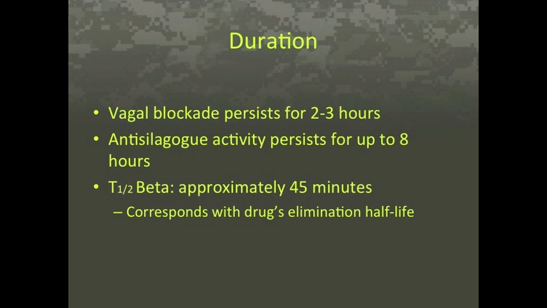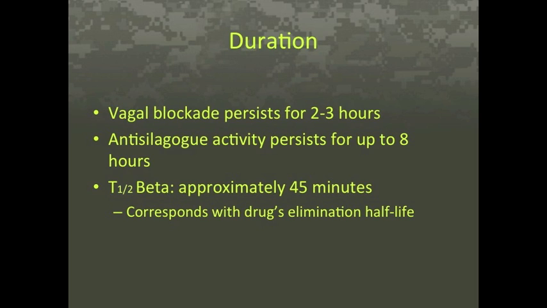The duration of action of glycopyrrolate largely depends on the clinical effect. Vagal blockade will persist for up to 2 to 3 hours, whereas anti-sialagogue activity will persist for up to 8 hours, which is superior to atropine lasting about 3 to 4 hours. The T1/2 beta, which corresponds to the drug's elimination half-life, is about 45 minutes.